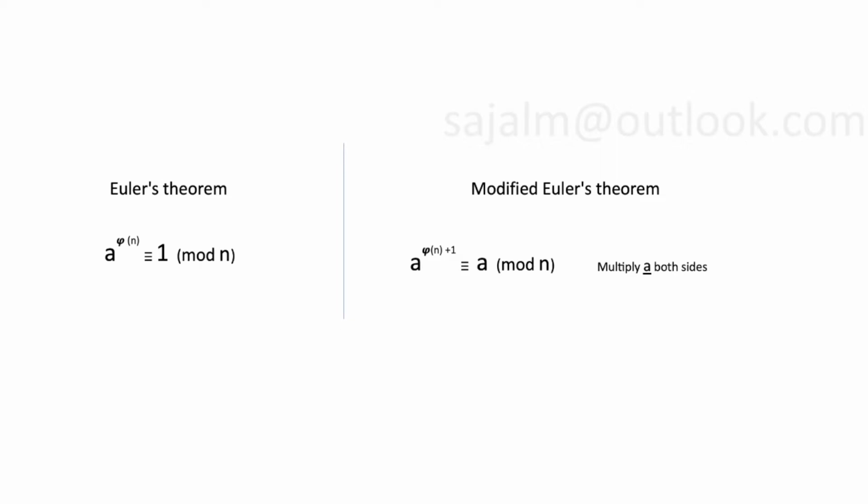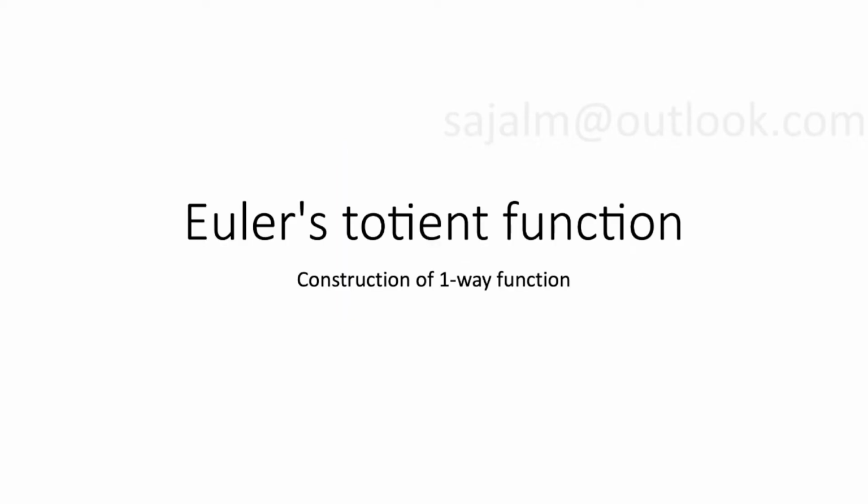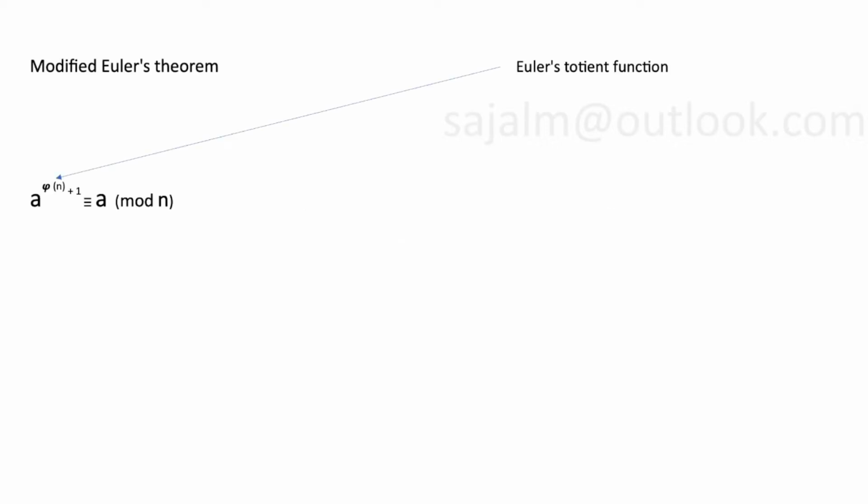Now remember, we need a mechanism to start with the original message, that is A, and get back to the same message using the remainder clock. But Euler's theorem doesn't quite get us there. So we need to tweak Euler's theorem by multiplying it with a on both sides. This now gets us back to the original message a on the right hand side. Now let us examine the one-way totient function. So we start with the modified Euler's theorem, and inside that we have the totient function.